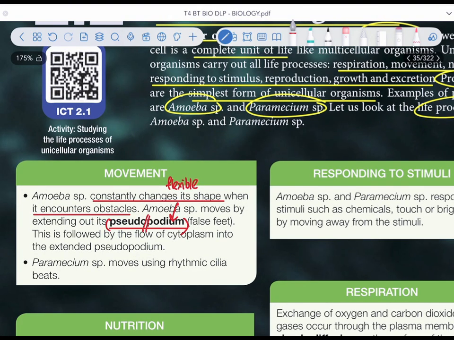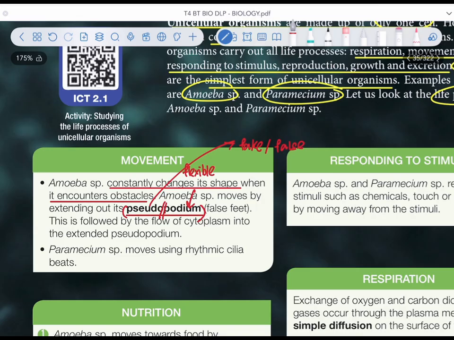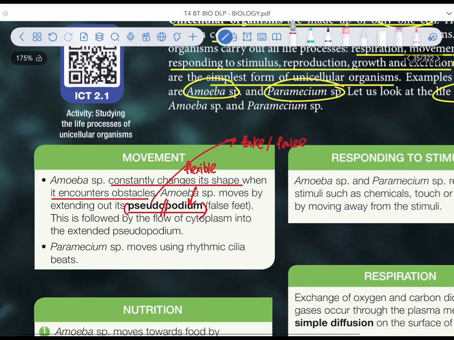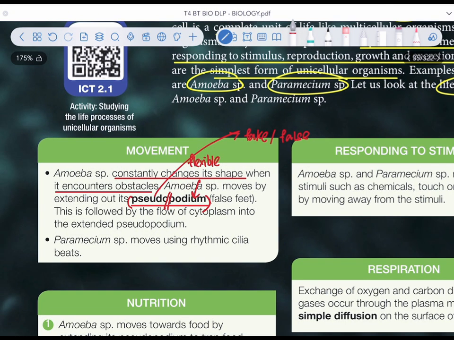The meaning of pseudo is fake, or we know as false. This is a false foot. It is actually not the foot of the Amoeba species itself, so it is named pseudopodium. It is just a false foot for it to move, but not really a foot. So when the Amoeba species moves its pseudopodium, it is followed by the flow of the cytoplasm into the extended pseudopodium. For this kind of movement, you may refer to other videos that you may find on YouTube.